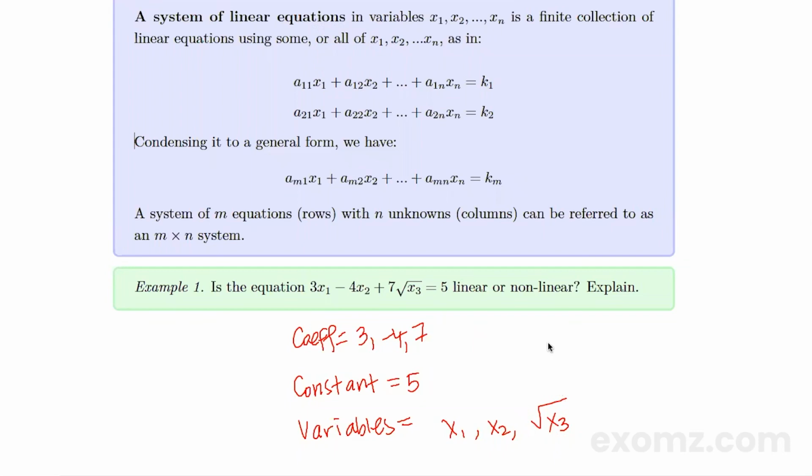Notice that for linear equations, our variables will be having the power of 1 only. So if you're not sure about that, we can always go back to the definition right above this example, and we can see that for all of the variables here, the power has to be 1. However, for our x3 variable right here, it has a square root attached to it, which means the power here does not equal to 1. And in fact, the power equals to 1/2. So because of this, the equation is not linear.